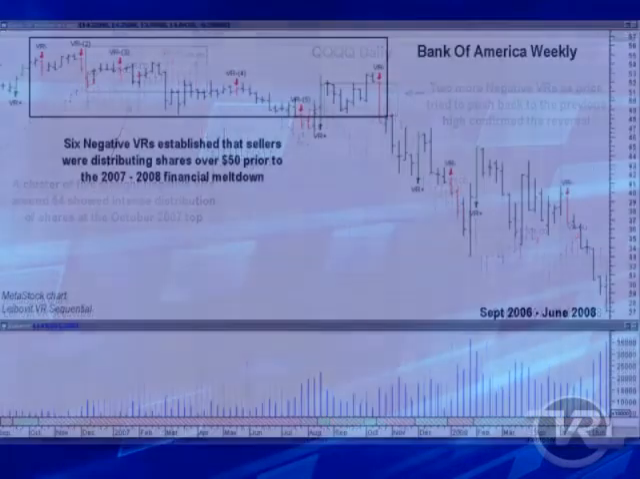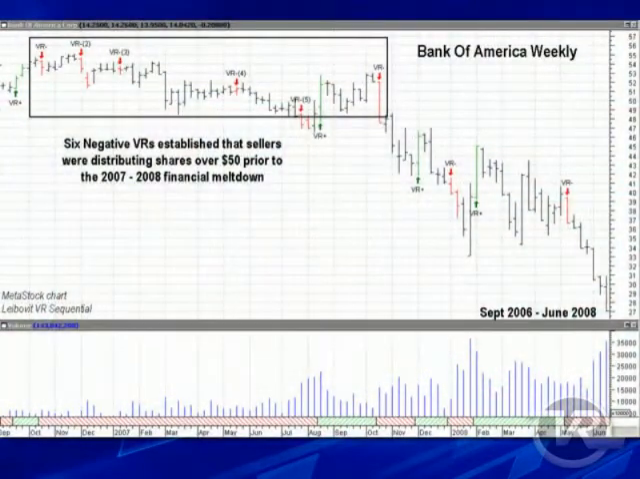On a weekly basis, we can see a similar pattern looking at the Bank of America weekly chart. 6 negative VRs established that sellers were distributing shares over $50 prior to the 2007-2008 financial meltdown. This is a cluster again, but on a weekly basis, but still very much a cluster, and we can see that the negative VRs are moving to lower prices through this sequence.